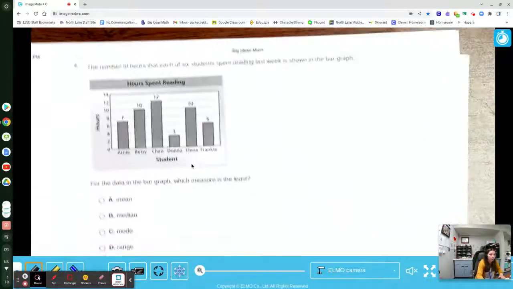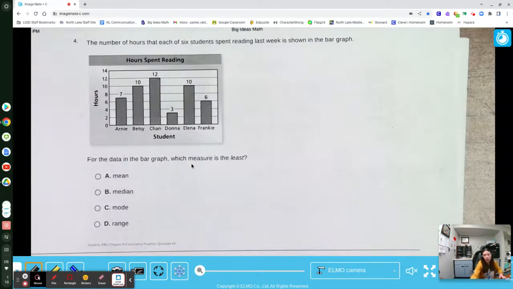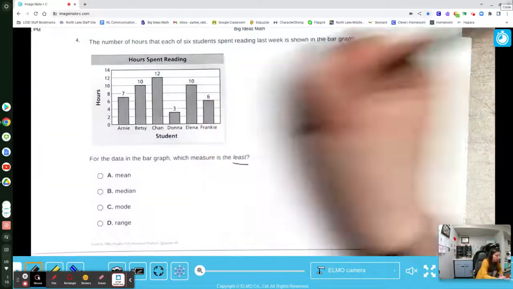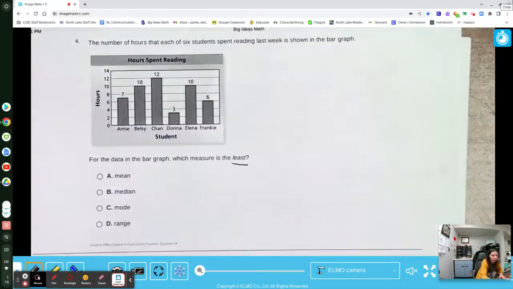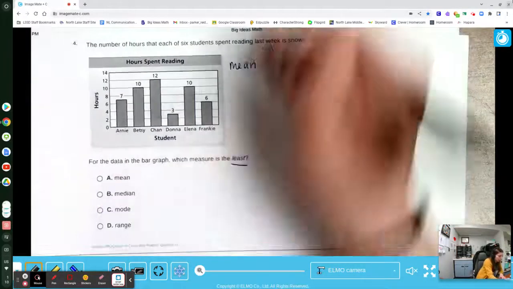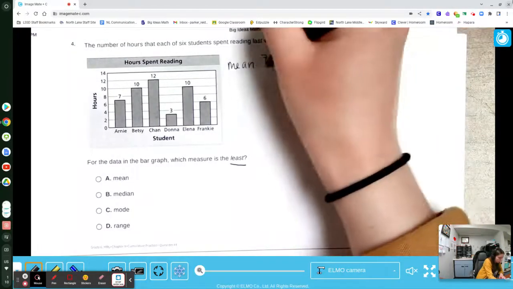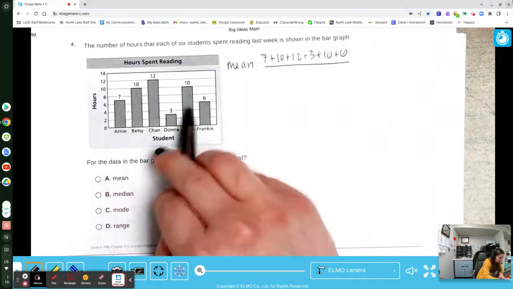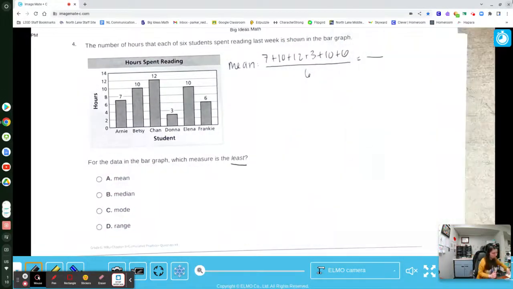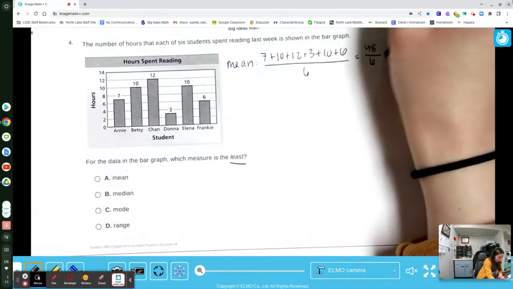Number 4, the number of hours that each of 6 students spent reading last week is shown in the bar graph. From the data in the bar graph, which measure is the least, the smallest? So I'm going to go through and find each of them, mean, median, mode, range, and find which is the least. So the mean, that's when you add all your values and divide by how many there are. So 7 plus 10 plus 12 plus 3 plus 10 plus 6. That's going to be divided by 1, 2, 3, 4, 5, 6. Okay, now when I add all of those up in my calculator, I'm going to get 48. And 48 divided by 6 is 8. So the mean is 8.